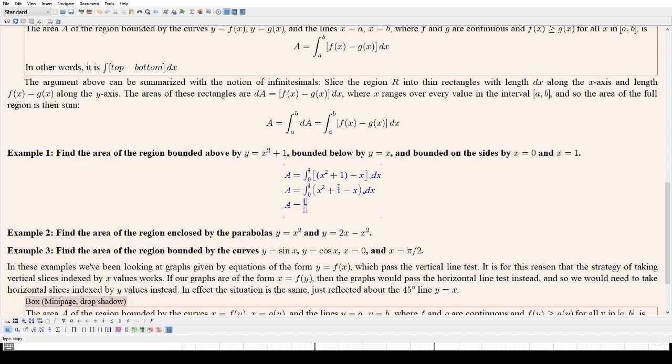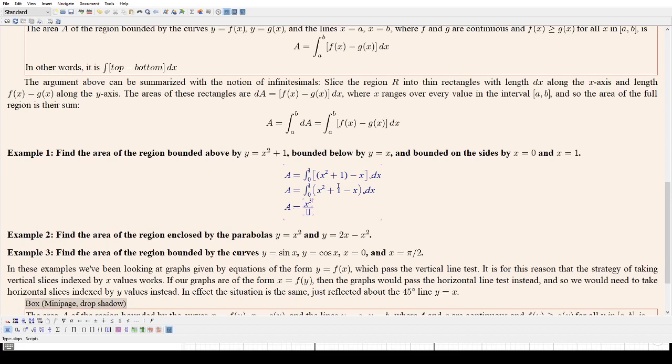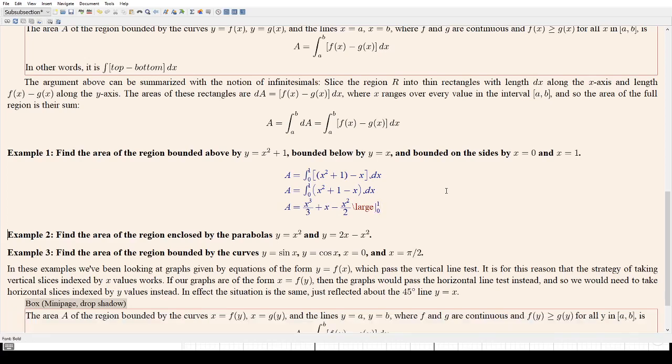So let's see. X squared becomes x cubed over 3. The antiderivative of 1 is just x. The antiderivative of x becomes x squared over 2. And then we have to evaluate that between 0 and 1.